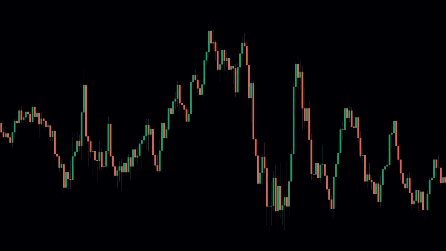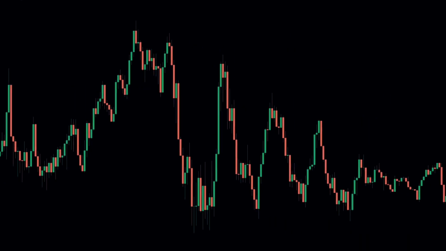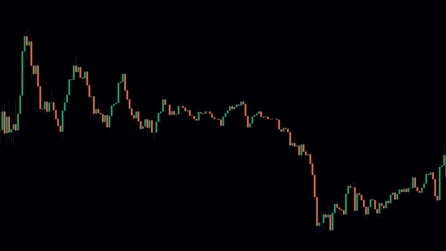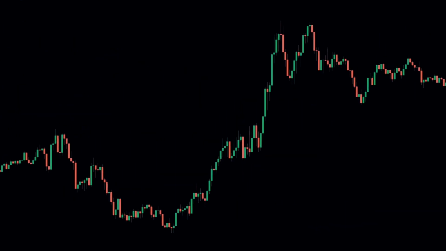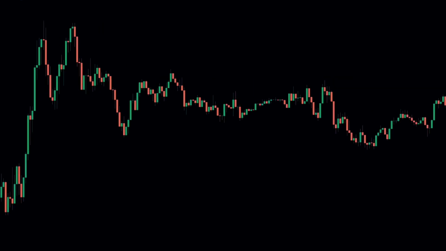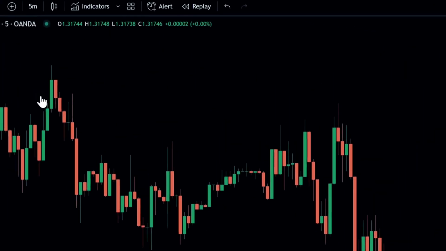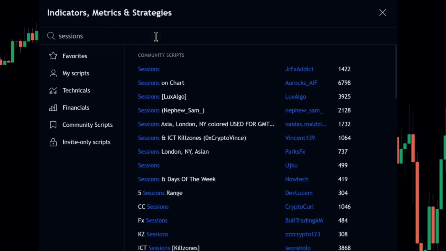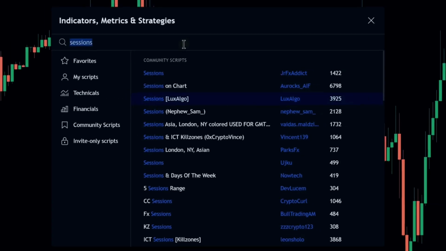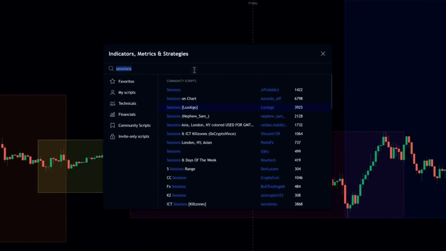Now let's get started. Before getting into the conditions for entering trades, we need to add 3 indicators to our chart, as I mentioned before. This will help remove subjectivity and speed up the decision-making process. In the indicator search tab, type in sessions and select the one by Looks Algo. This indicator helps identify trading sessions.